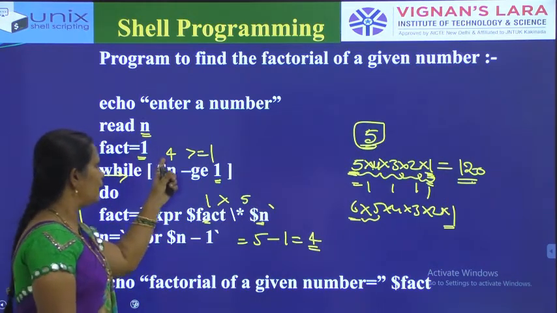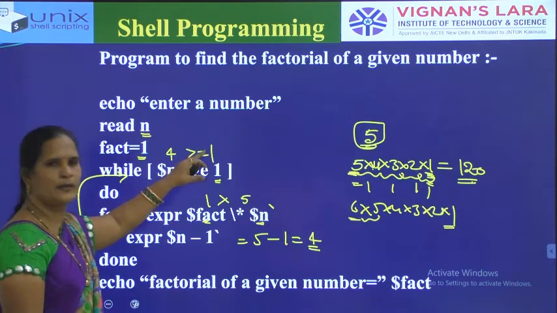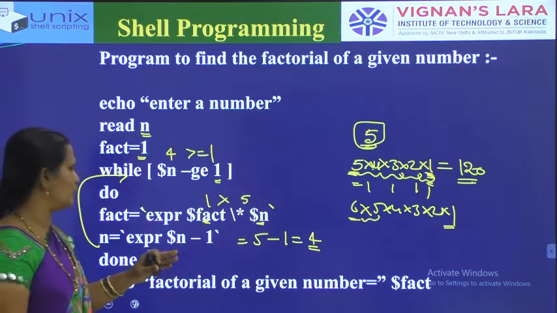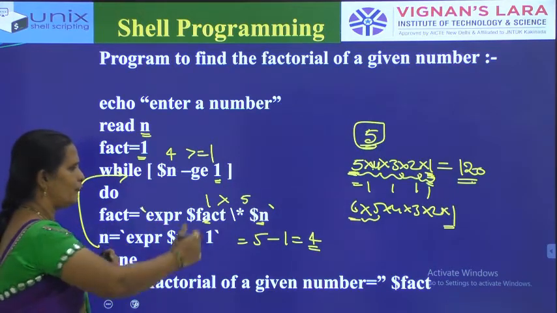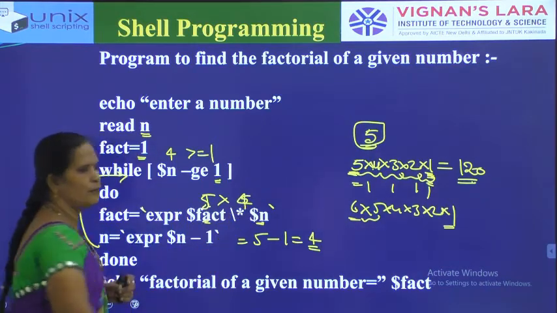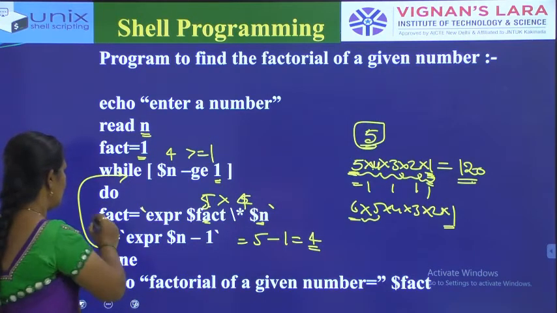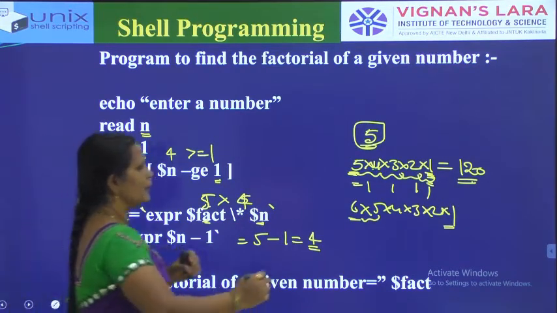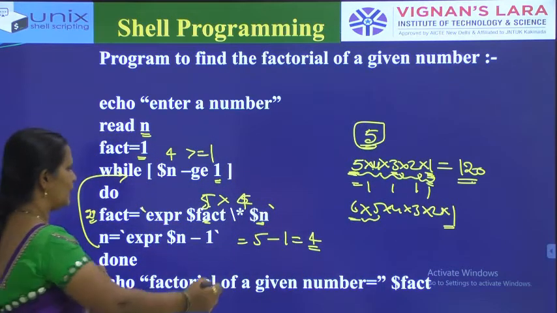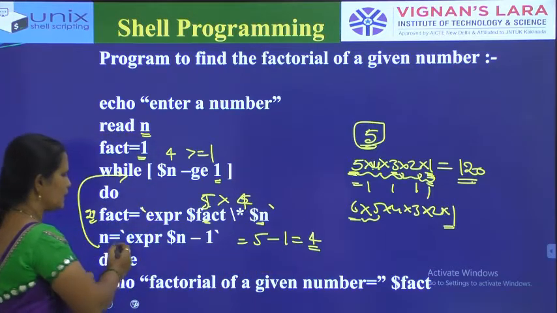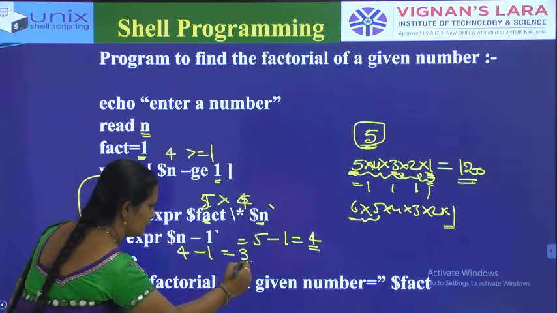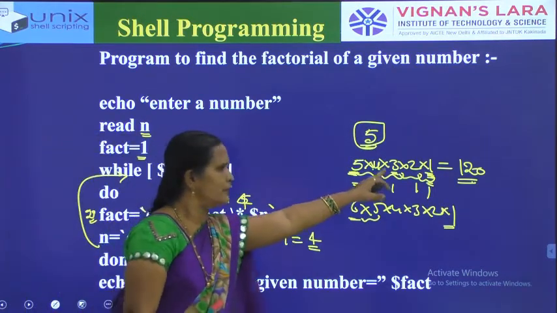Now the value of n is 4. 4 is greater than or equal to 1, which returns a true value. Again these statements are executed. The value of fact is what? 5. 5 into the new value of n, which is 4, is 20. 20 is stored in fact. Next, in order to get the value of 3, what do we have to do? We have to decrement the n value. The n value is 4. Here n is equal to expr space $n minus 1, which means 4 minus 1, which is 3.